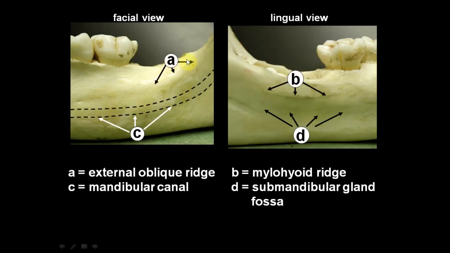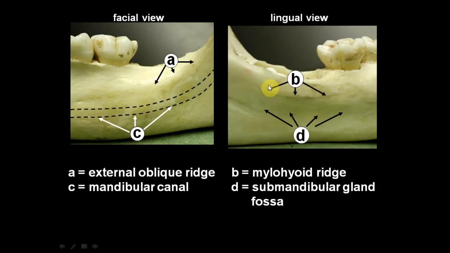When taken in facial view, you'll see there is an extension from the anterior border of the ramus, where it extends to form a projection. This is a ridge called the external oblique ridge. Then inferior to this external oblique ridge is your mandibular canal.